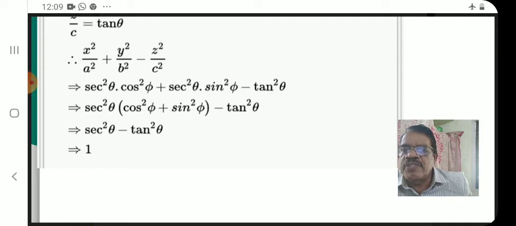From the first two expressions, we can take sec square theta outside. Inside the bracket we get cos square phi plus sin square phi, which is equal to 1, minus tan square theta. So sec square theta minus tan square theta. How do you know? Sec square theta can be written as 1 plus tan square theta, and minus tan square theta cancels. We get 1 as the answer.